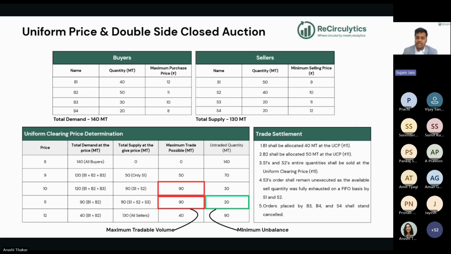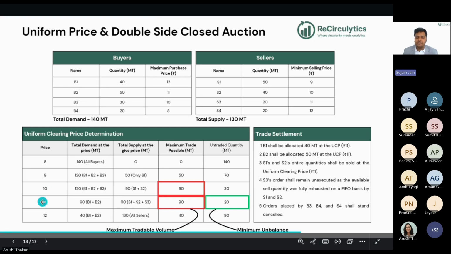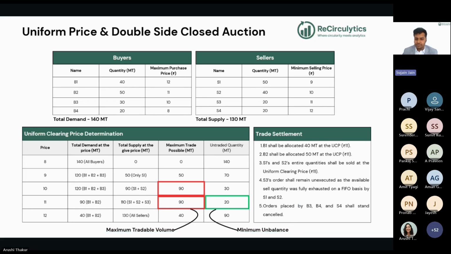And the uniform trading price for this week would be 11 rupees. So again, these B3, B4 and S4, if they want to trade or free up their cash flow or fulfill their obligation within this week, they can trade the quantities which they had offered at rupees 11 for the remaining period until the new auction arrives.